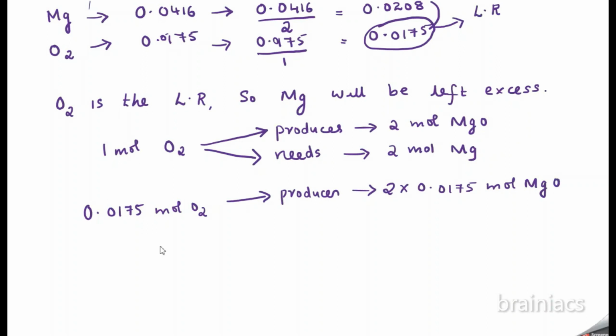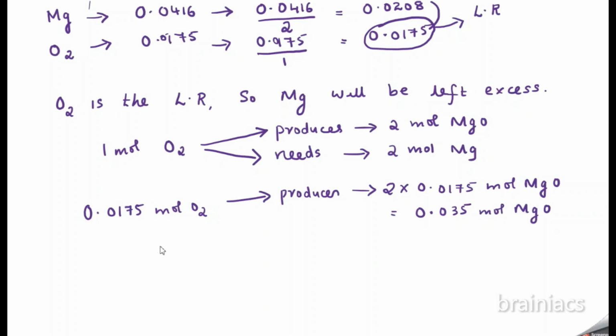So what is that value? So if you calculate that value, we will just calculate that. Okay. So that value will be approximately 0.0175 multiplied by 2. So this will come around 0.035. So I can say 0.035 mole magnesium oxide will be produced at the end of the reaction. But this is not the question.